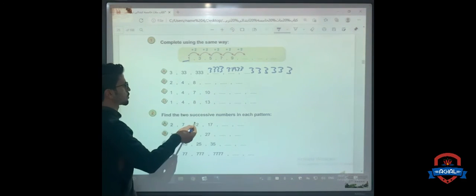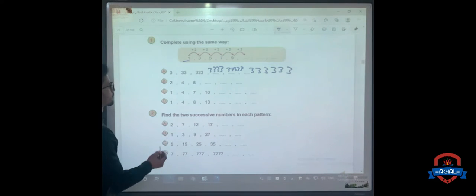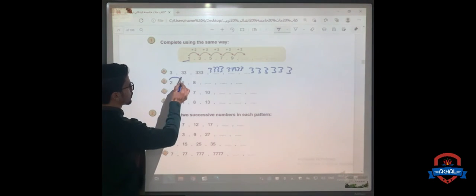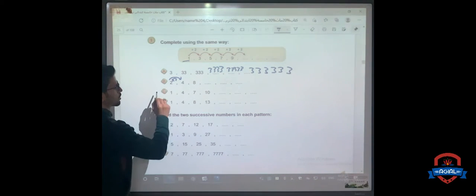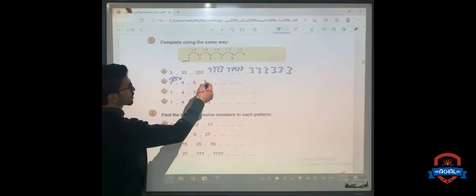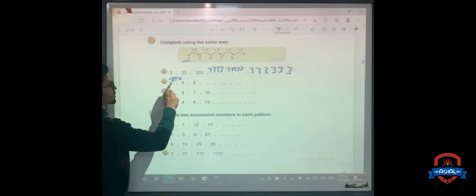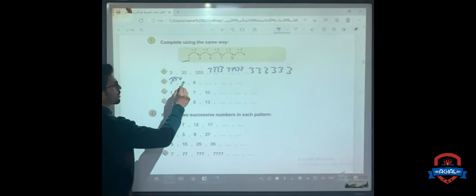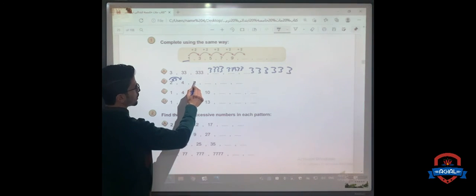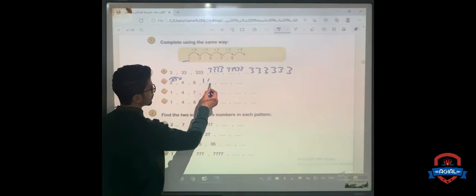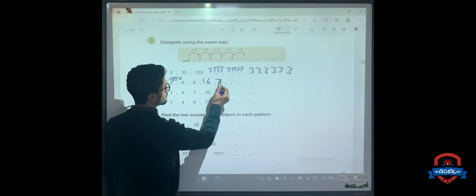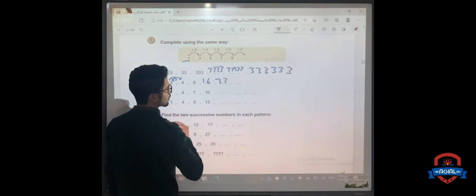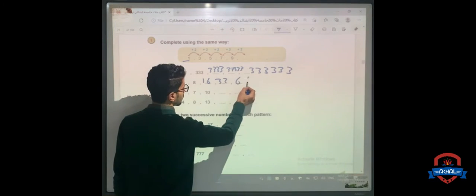Okay, so we have to note what's happened. I think when we move to the right, we multiply by 2. So we have to multiply by 2. 2 times 2 equals 4, or we find the doubles. So we can say 2 times 2 equals 4, and 4 times 2 equals 8, and 8 times 2 equals 16. 16 times 2, we have 32, and 32 times 2 equals 64.